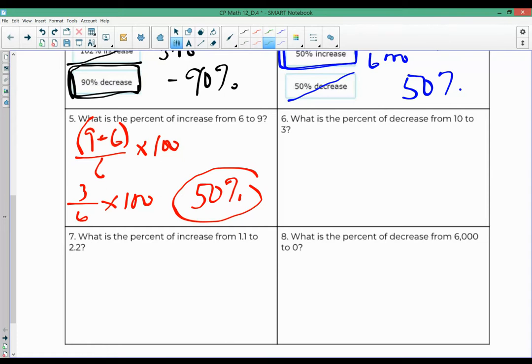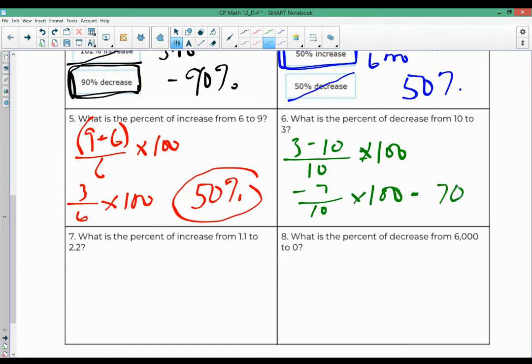What is the percent of decrease from 10 to 3? So 3 minus 10 divided by 10 times 100. So negative 7 divided by 10 times 100. That'll give me a 70% decrease. Just be sure to watch for directions if you need to put the negative or not, because it says decrease. You don't need to put the negative.